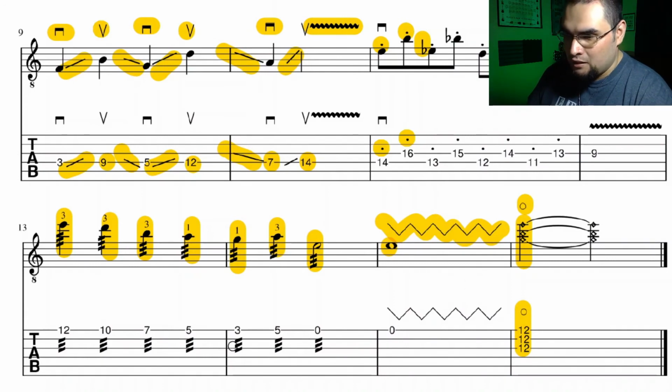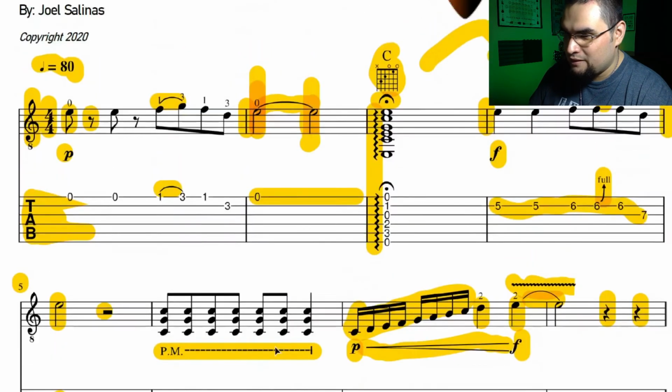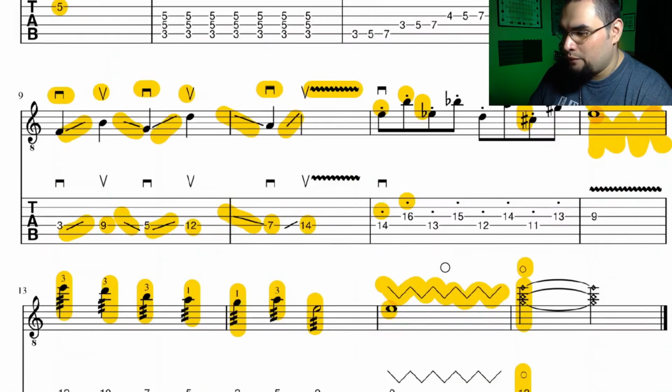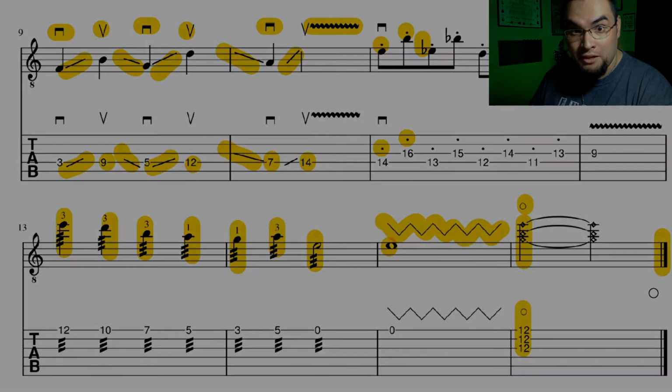All right, let me just quickly take a look here. Did we miss anything? I don't think that we missed anything. Oh, we did miss something right here. The double bar line. That just means stop. That's all. So let's listen to what this piece sounds like. Here we go.